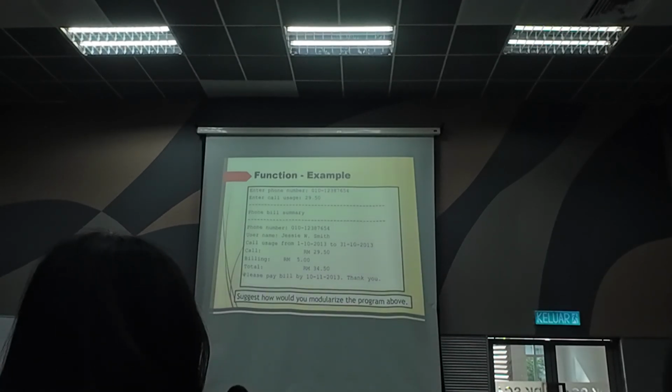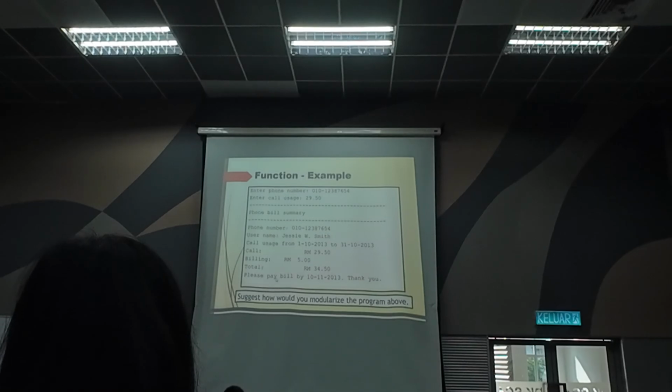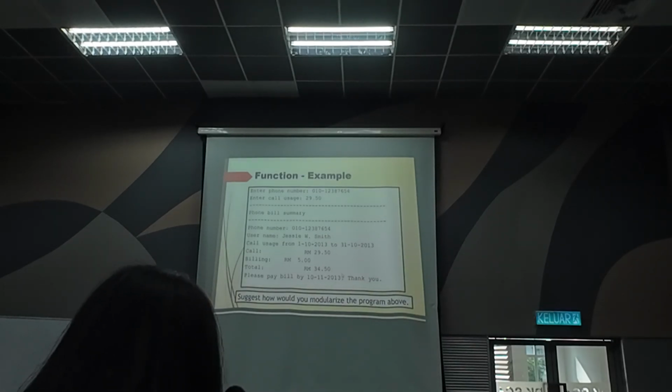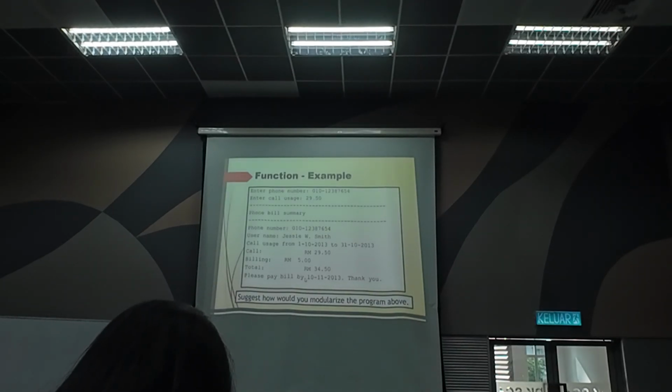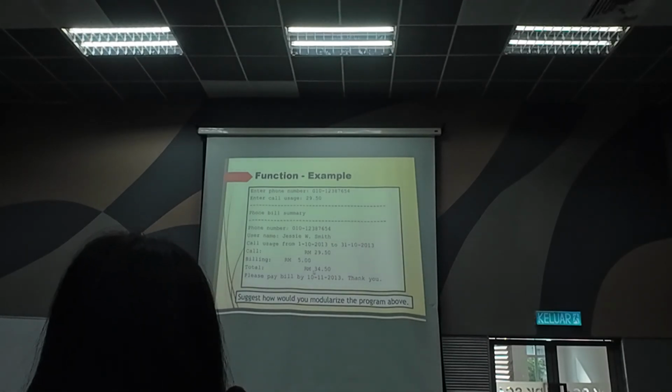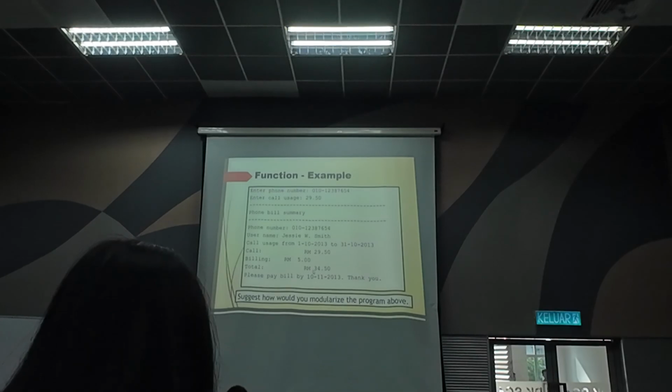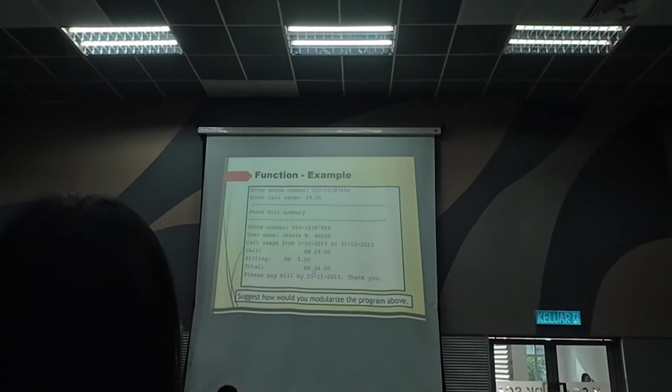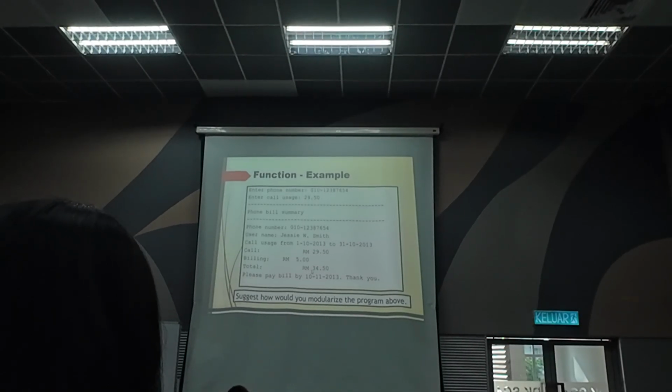And then lastly, I have a function to display the message and tell the users the deadline, the due date for the payment. So, how would you modularize the program above? How do you split it into different functions by looking at the output of the program?